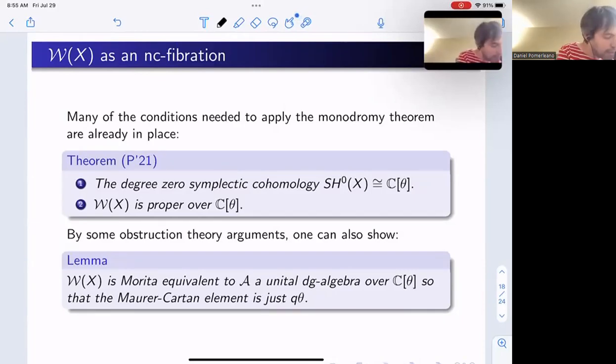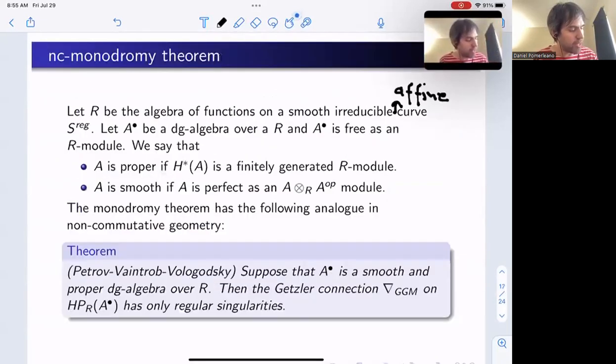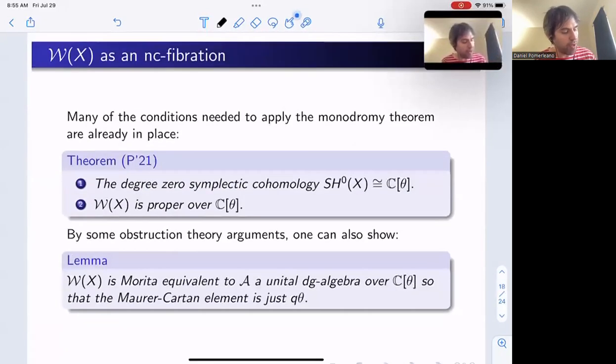So turning to our story here, many of the conditions that you need to apply the monodromy theorem turn out to be in place already. The degree 0 symplectic homology is a polynomial in one variable over these famous theta functions, or Bourgeois-Chard and Valgunis classes, and the wrapped category is further proper over this, meaning proper is understood in the sense that if you take the total cohomology of endomorphisms, all of them are finitely generated modules over this C[theta].